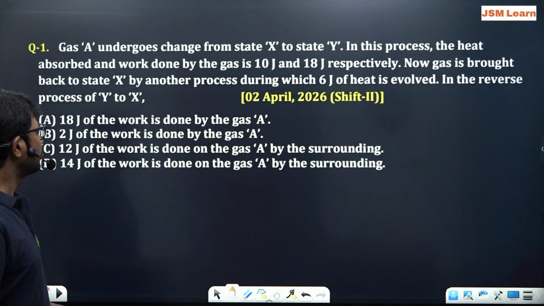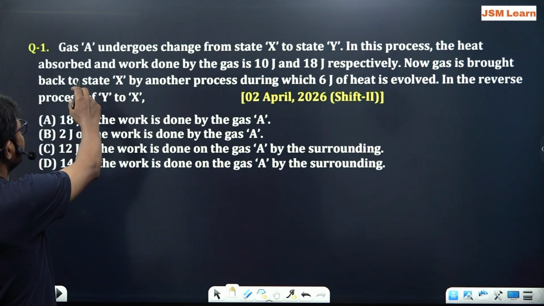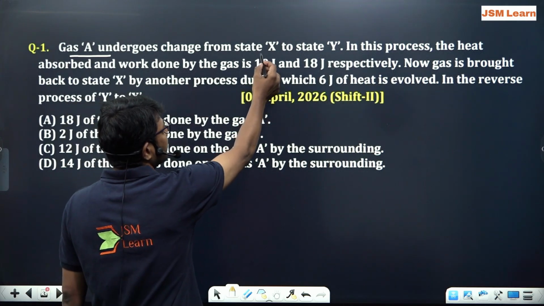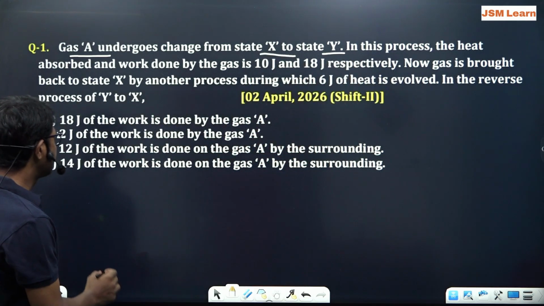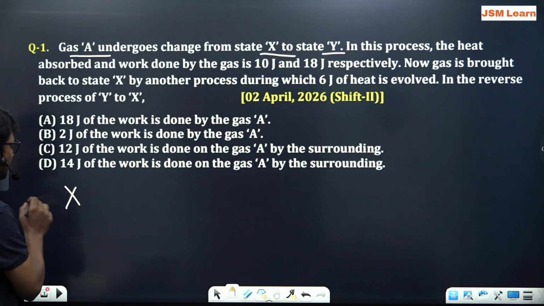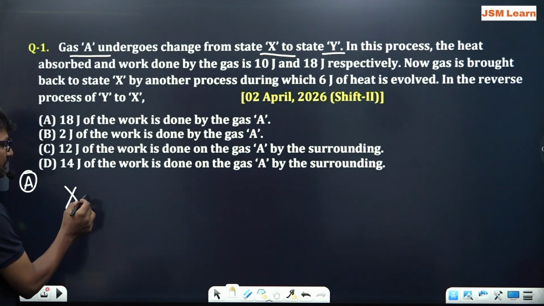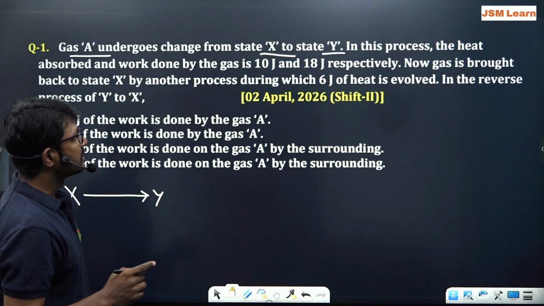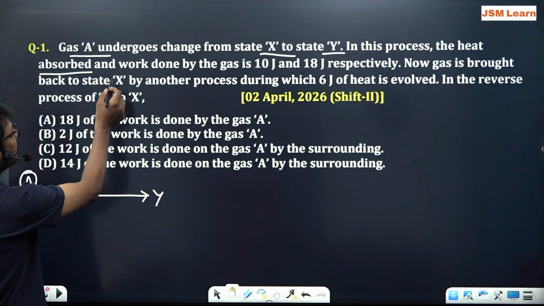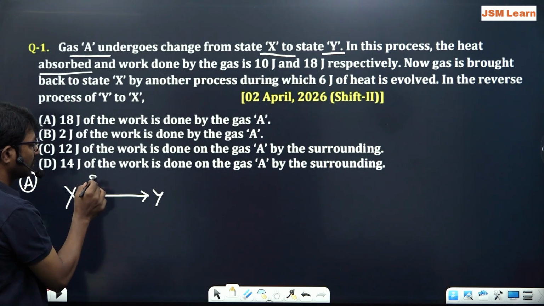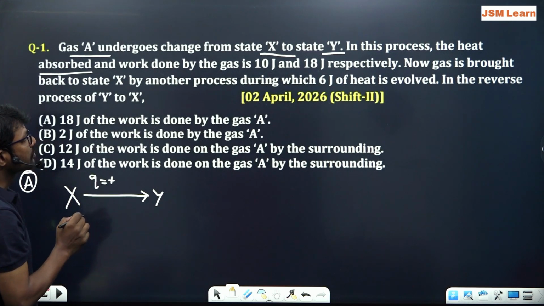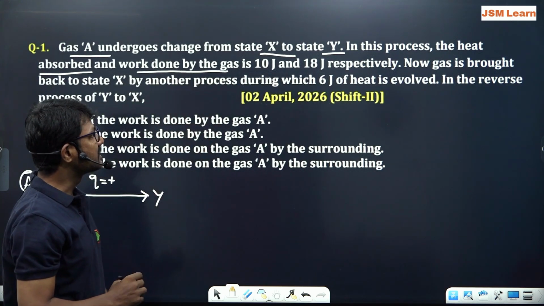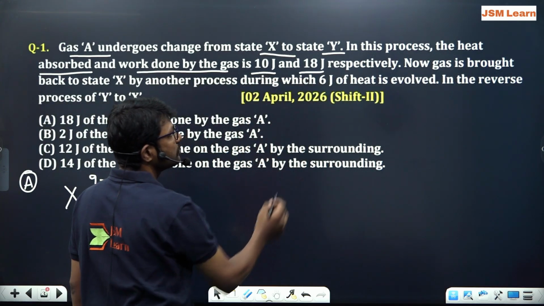So here is the first question on screen. They have given that gas A undergoes a change from state X to Y. So some gas, gas A, is changing its state from X to Y. In this process, the heat is absorbed, so that means Q is positive.